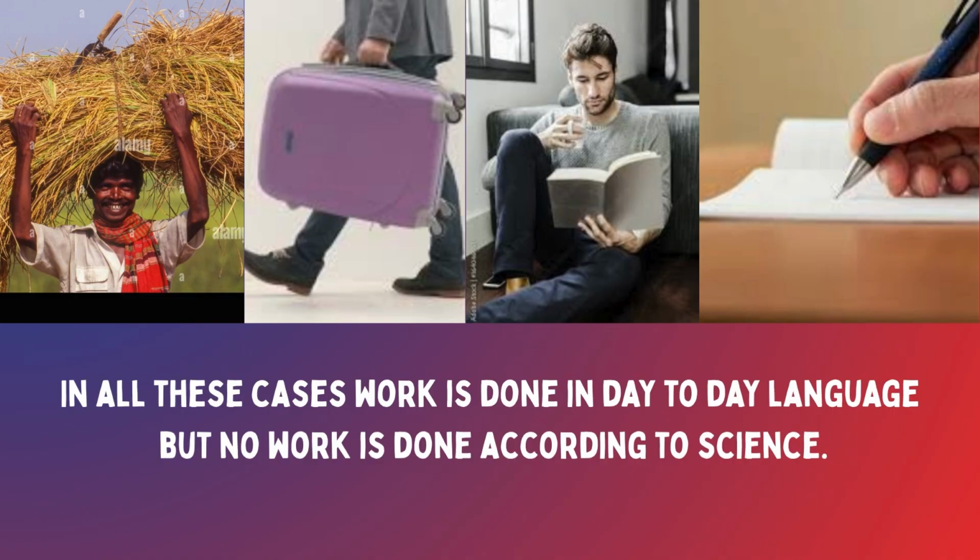In the third picture, a person is reading a book. Is he doing any work? In common language, we'll say yes, he is doing work. But in science, he is not doing any work. In the last case, a person is shown writing something. Is he doing any work? In day-to-day language, we'll say yes. But science says he is not doing any work. That means the meaning of work in day-to-day language is different from its meaning in science.